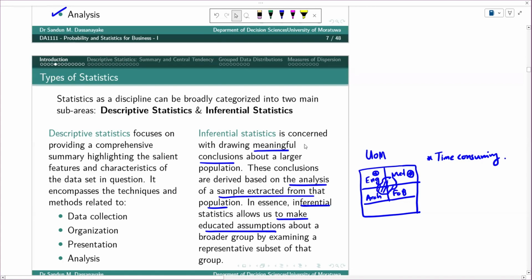I hope you can understand the difference between descriptive statistics and inferential statistics. Descriptive statistics mainly looks at data collection, organization, presentation, and analysis for a given data set, the sample taken. Inferential statistics uses that sample to talk about the population.